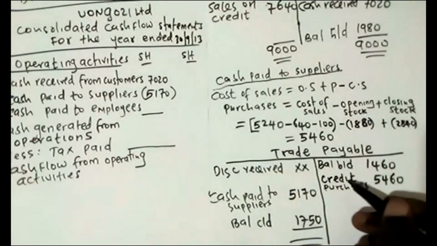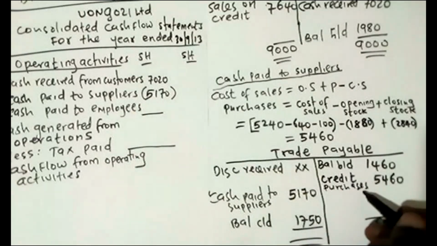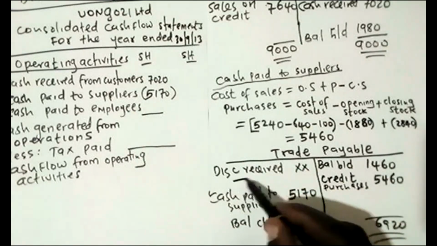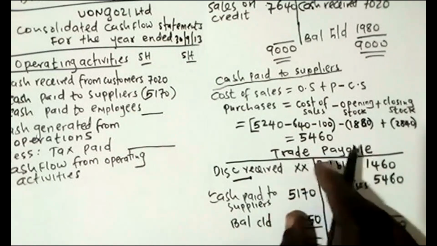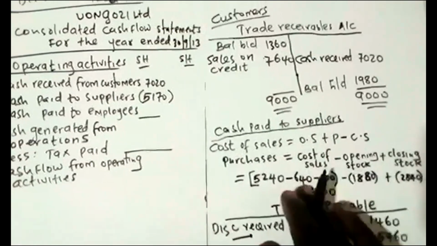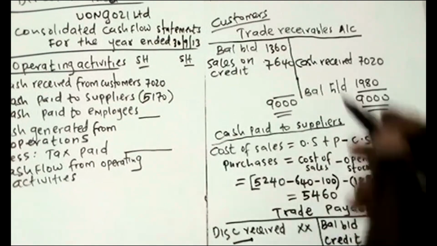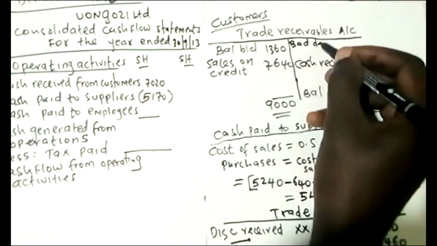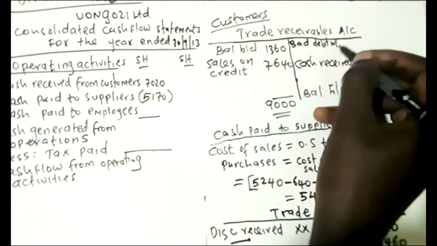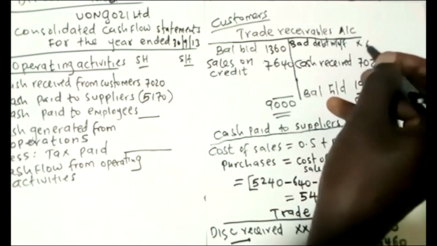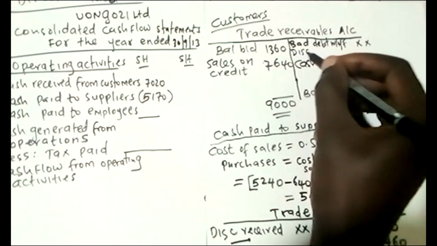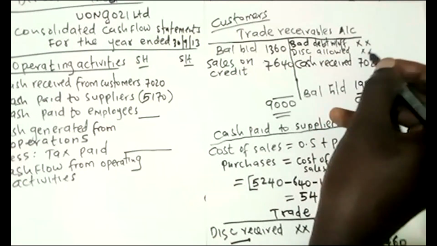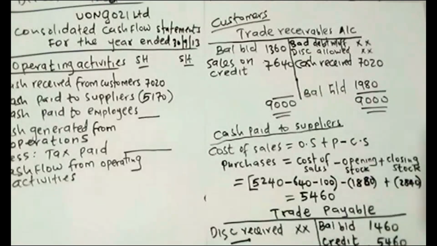So I have said here we add credit purchases. What can reduce what you are supposed to pay to your suppliers? If you are given discount. It's the same way under debtors, I could have said, what can reduce your debtors balances? Bad debt written off, but this one was not there. Or even discount allowed.